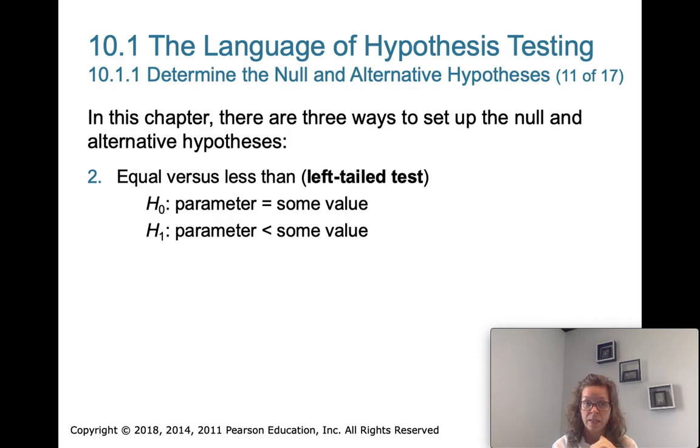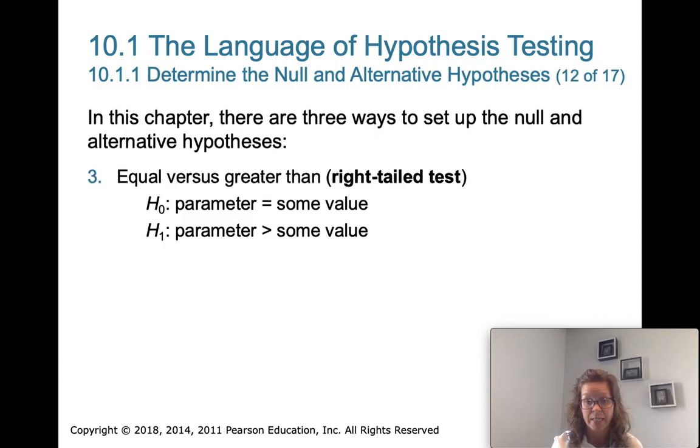Now, in this, our researcher is claiming that they believe that now that parameter is smaller than that same value. So where it says some value, they actually have to be the same value as each other within the problem. But this is to say that they believe that whatever it is we're measuring has decreased. And then on the other side, we can do a right-tailed test saying that now we believe that whatever we are measuring is now larger than it used to be.